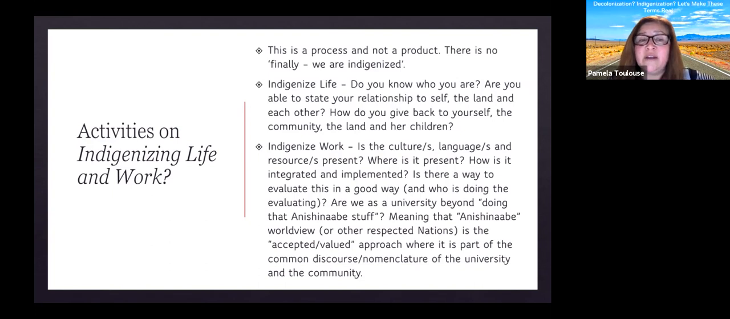Indigenization happens, my friends, when we as a university or we as an organization finally stop saying we're doing that Anishinaabe stuff today or the Intlakapma stuff today. It means that we actually get to a point where Anishinaabe-ness or Intlakapma-ness or Haudenosaunee-ness is just the approach that is part of the common discourse of the university, community, or organization, right?